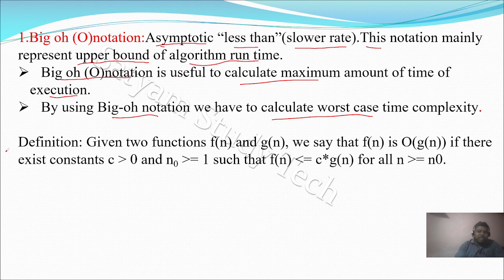So what is the definition of big O? Given two functions f of n and g of n, we say that f of n is big O of g of n if there exist constants c greater than 0 and n naught greater than or equal to 1. That means any input can take at least one input, that's why n naught is greater than or equal to 1, such that f of n is less than or equal to c into g of n for all n greater than or equal to n naught. So this is the simple definition.